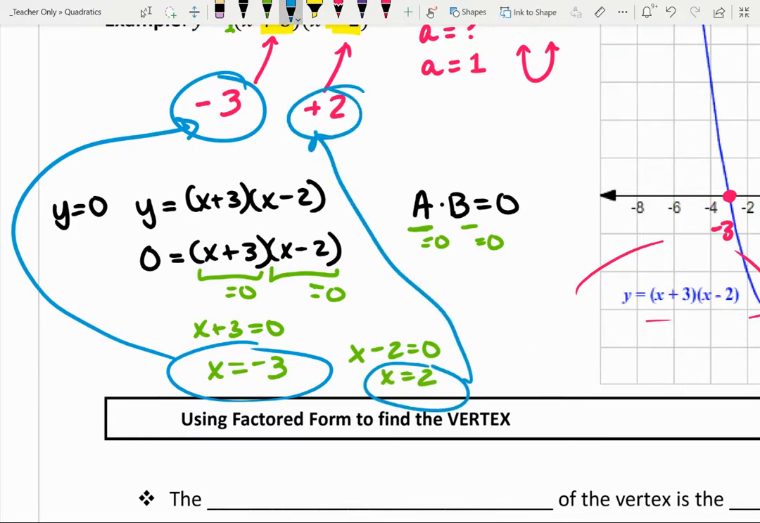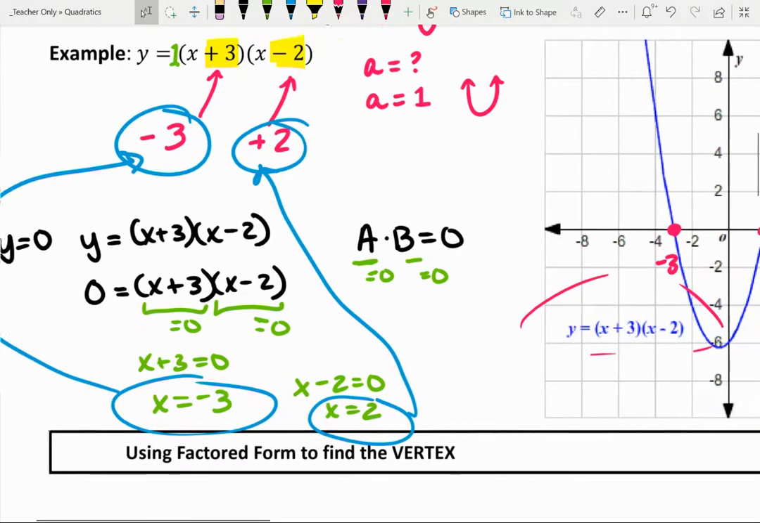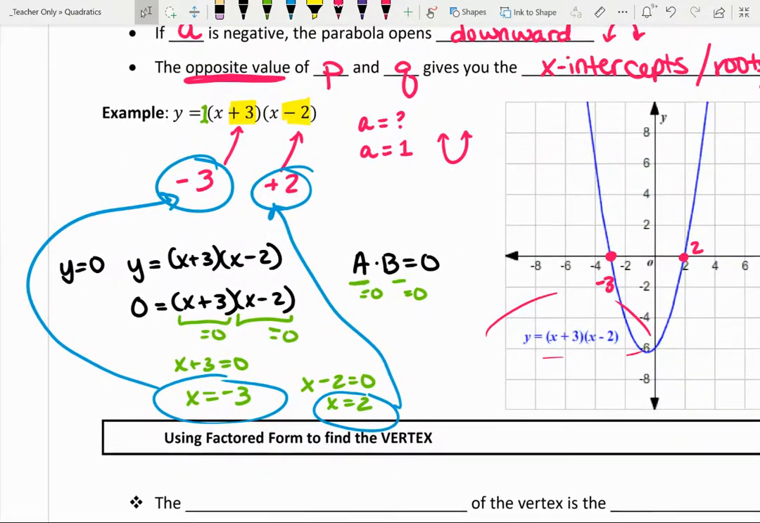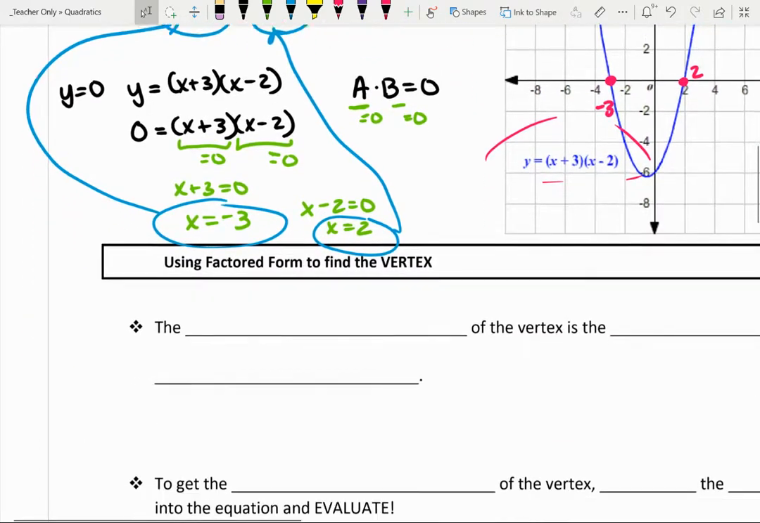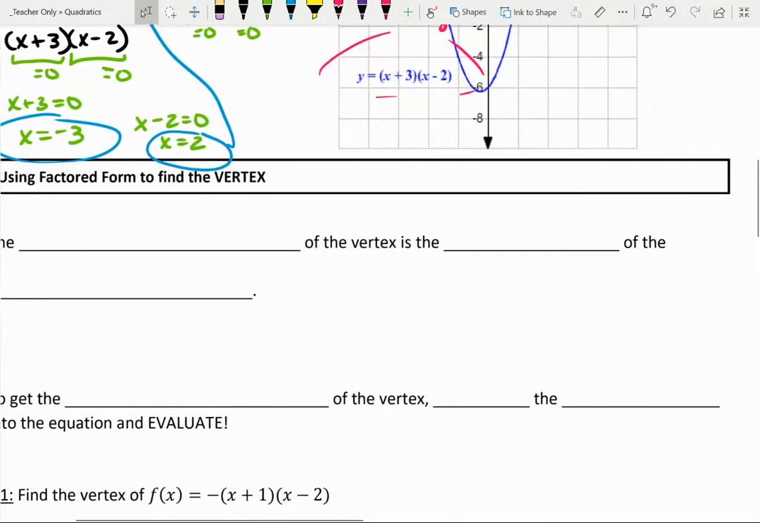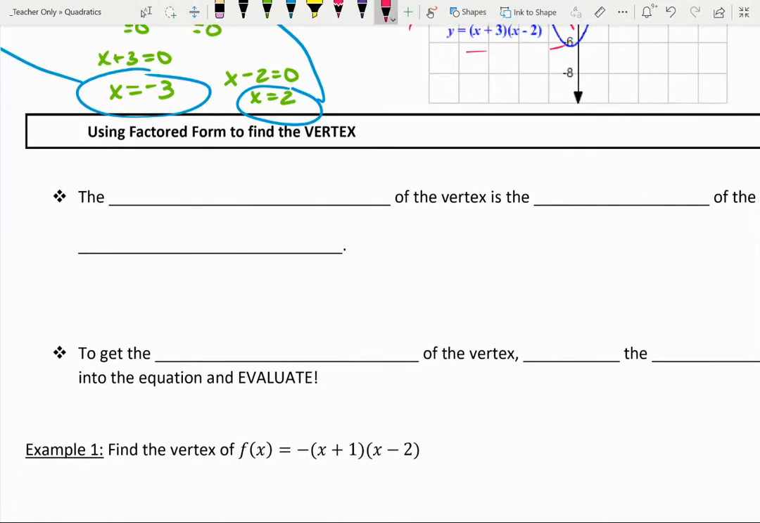So I'm not going to ask you to do all of this work by setting things equal to 0, but I just wanted you to see the background information of why this shortcut works. So just like our standard form, we have some information. We have an a value, we have our intercepts, but that's maybe not all that we need in order to build a parabola. So we're also going to use the factored form to find the vertex. Because it turns out the vertex is pretty helpful.